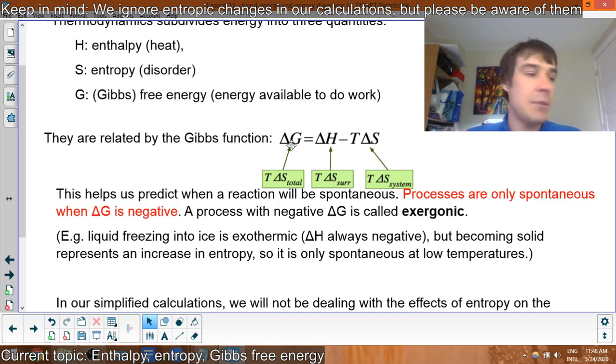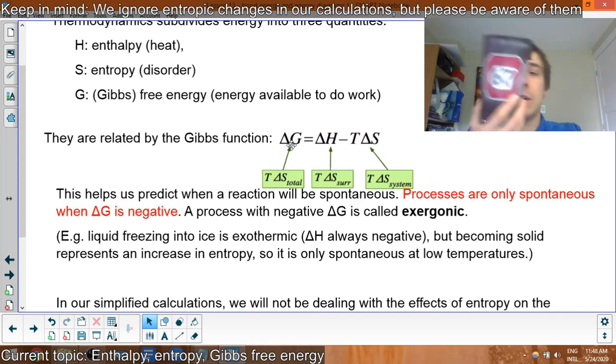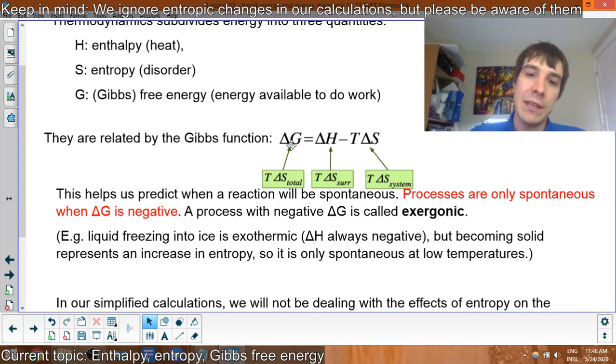The classic example is freezing. This water, right, this liquid water, if it were to freeze into ice, that would be an exothermic system, right? Because the heat would have to come out. It would have to first cool down to 0 degrees and then freeze into ice. Both of those processes release heat. The delta H is always negative. So it's exothermic. It's going to release energy. You'd think that that would mean that it would be spontaneous.